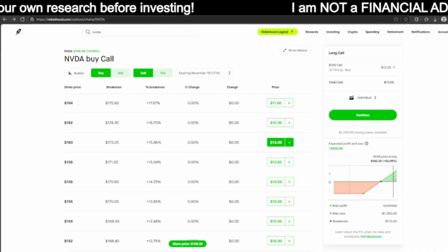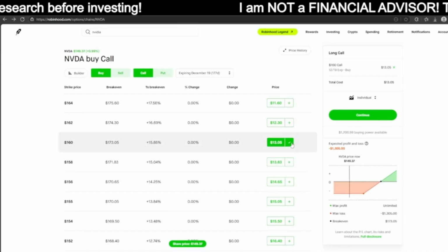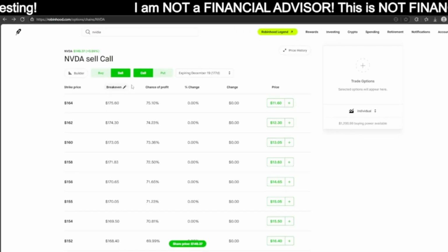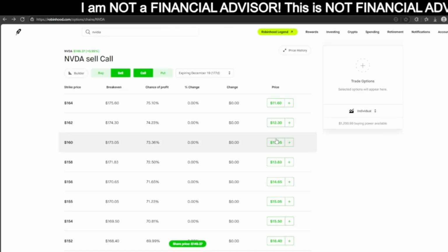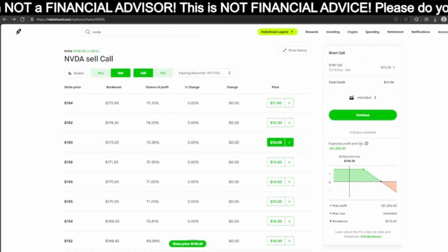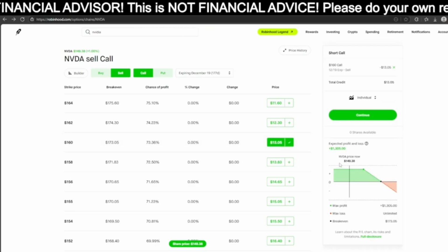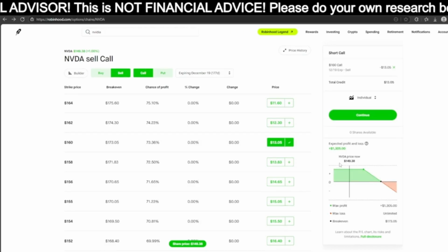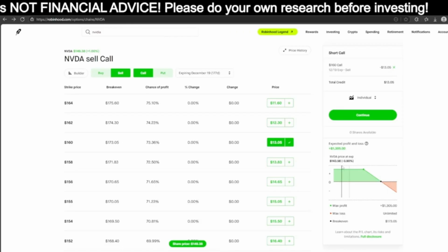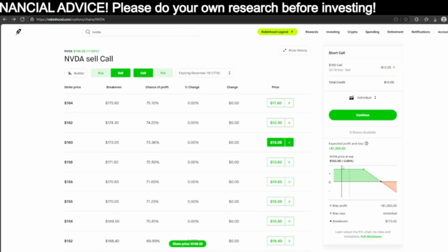If you are the buyer wanting it to go higher, what do you think the seller is going to be wanting in this case? Well, the seller doesn't want it to go higher. So when you do a sold option here, it's going to be the opposite. The green is up here. It's inverted. It's the opposite because, again, there's a buyer, there's a seller. So if the buyer wants it to go higher, the seller wants it to stay lower to maximize profit.